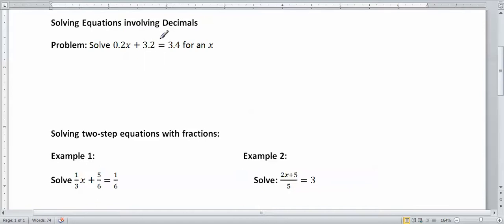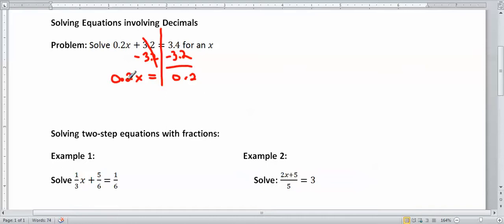To get rid of that, I put up my mirror, and I need to subtract 3.2 from both sides. Remember, whatever I do to one side, I have to do to the other. So 3.2 minus 3.2 becomes 0, and on the other side, 3.4 minus 3.2: 4 minus 2 is 2, no remainder, and 3 minus 3 is 0, so it's 0.2 on the other side. All I'm left with over here is the 0.2x, so that comes down.